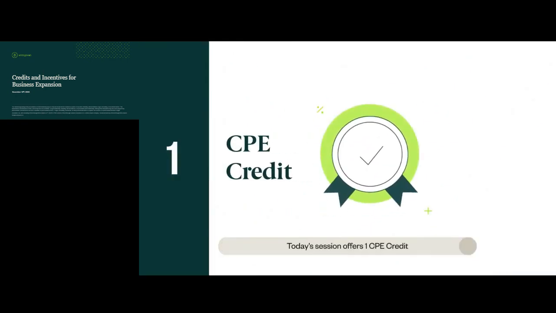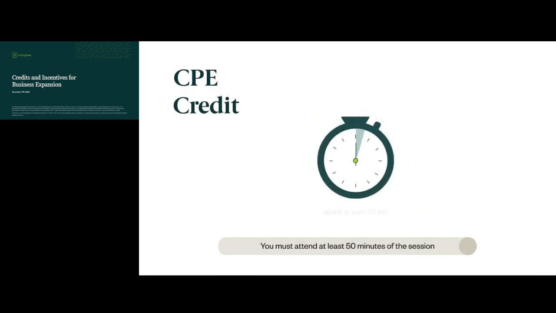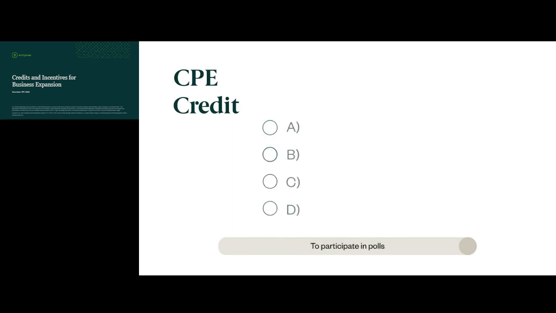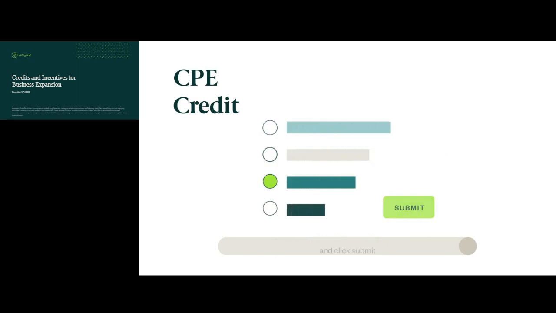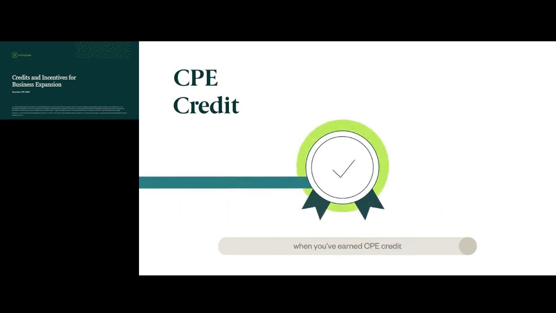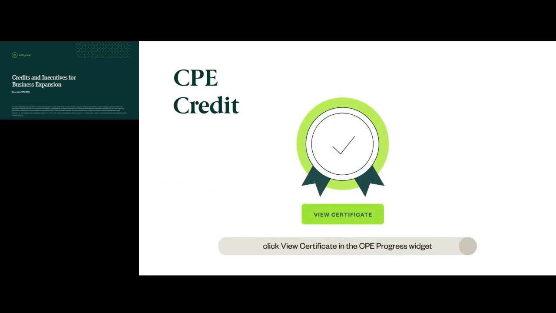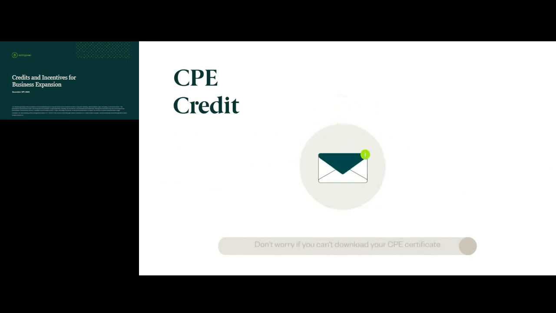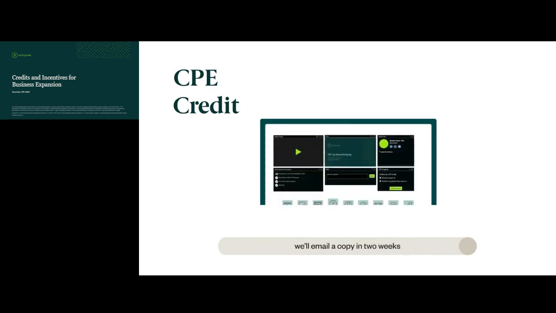Today's session offers 1 CPE credit. To receive credit, you must meet the National Association of State Boards of Accountancy requirements. You must attend at least 50 minutes of the session and respond to at least 75% of polling questions. To participate in the polls, please check the button next to your answer within the slide window and click Submit. We'll track your progress and alert you when you've earned CPE credit. You can then click the certificate icon in the CPE Progress widget and download your CPE certificate. Don't worry if you can't download your CPE certificate today. We'll email you a copy in 2 weeks.